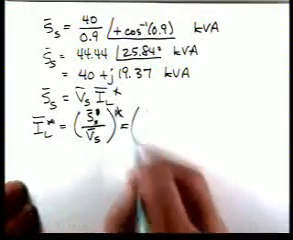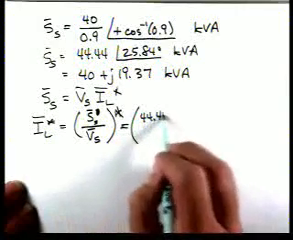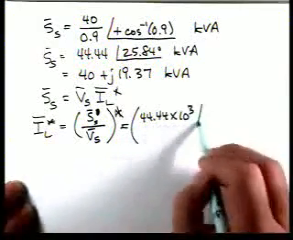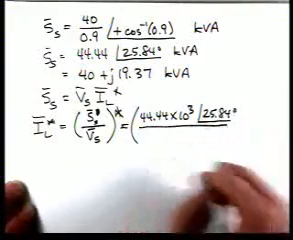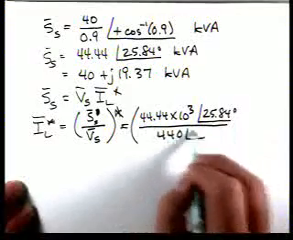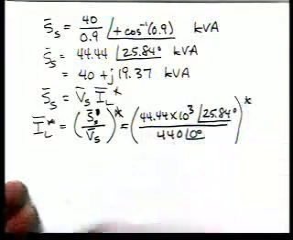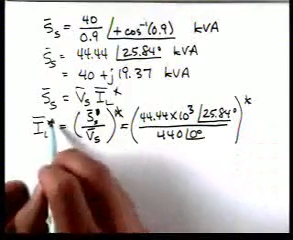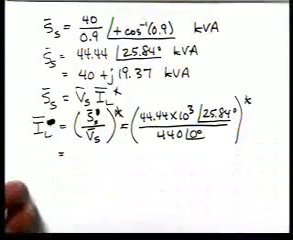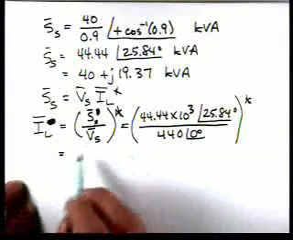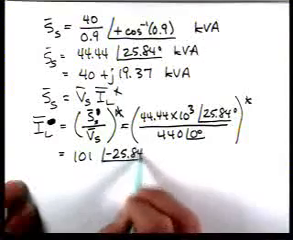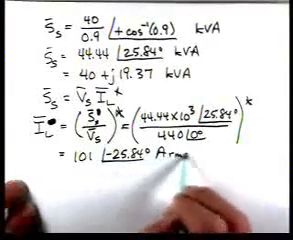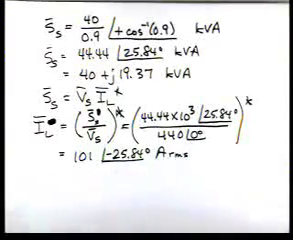So we have 44.44 times 10 to the third at an angle of 25.84 divided by 440 at an angle of 0. That gives us, and we're really calculating IL, not IL conjugate, we're really calculating IL, that's going to give us 101 at an angle of minus 25.84 amps RMS. So now we know IL.